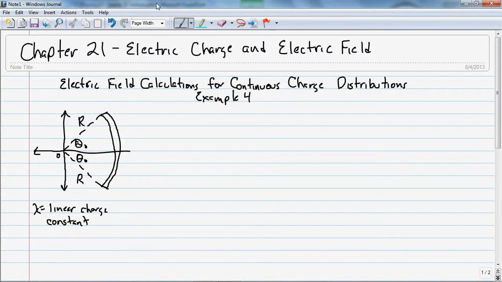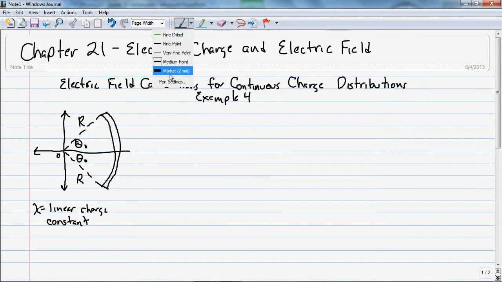Let's take another example. In this example we have a partial circular segment that is centered around the origin, and we want to find what is the electric field at the origin. The radius is some capital R, and the angle that the sector or circular arc part makes is theta naught above and below. So the theta naughts are equal in magnitude. And we want to find the electric field at the center O.